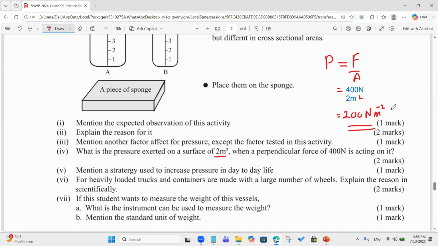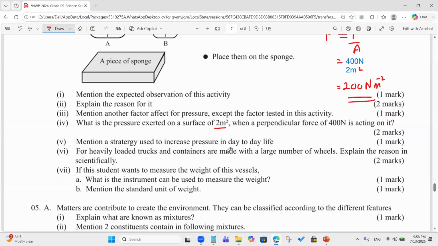Can you tell me another unit instead of newtons per square meter? What's the other unit? Pascal. Pascals. Very good, right? That's correct. Mention a strategy used to increase the pressure in day-to-day life. One example that you know. I'll give you one example. Sharpen a knife, right? If you sharpen a knife, that's one example. And the injection needle has a pointy tip. It increases the pressure, right, by reducing the area.